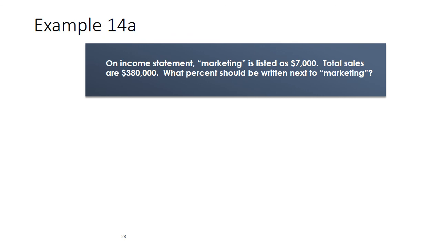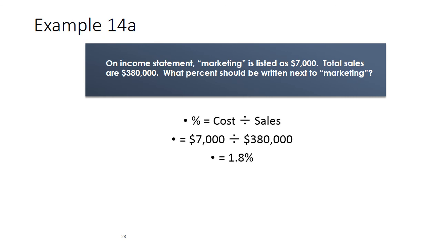Okay, so an example of this, on an income statement, marketing is listed at $7,000. Total sales are $380,000. So what percentage is marketing? Okay, so our percentage is our cost divided by our sales. So in this case, $7,000 divided by the total sales of $380,000 gives us 1.8%. Again, anytime we're working on these percentages, we're going to take them back down to one decimal place. So 1.8% is our marketing cost.